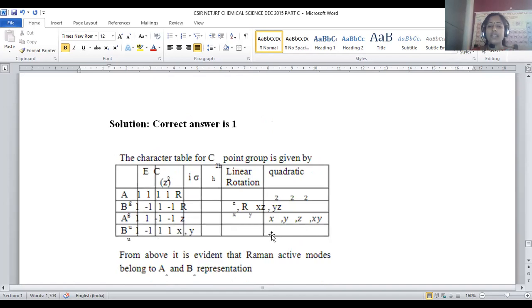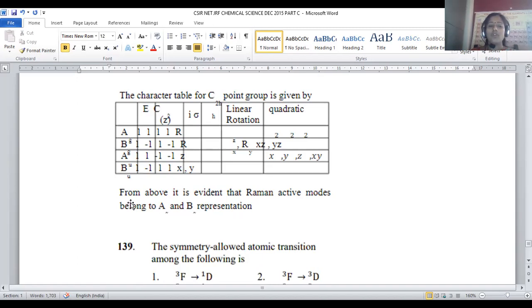For that purpose, we have the entire table for the C2h point group of symmetry. So here Ag, Bg, Au, Bu terms are provided. Linear rotation, E the identity element, C2 axis of symmetry, and sigma plane. Here the sigma horizontal plane is also given, and linear rotation, then quadratic. So these are the terms which are used to represent this character table for C2h symmetry.